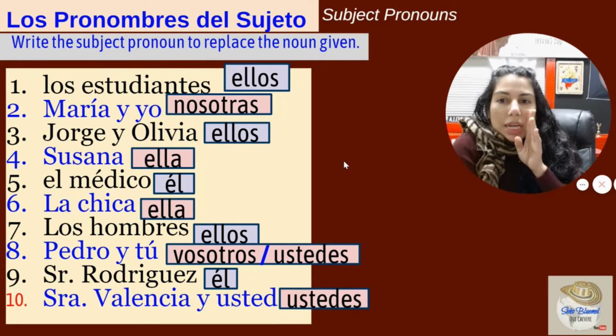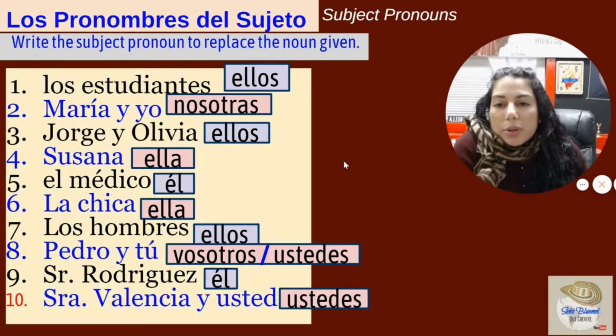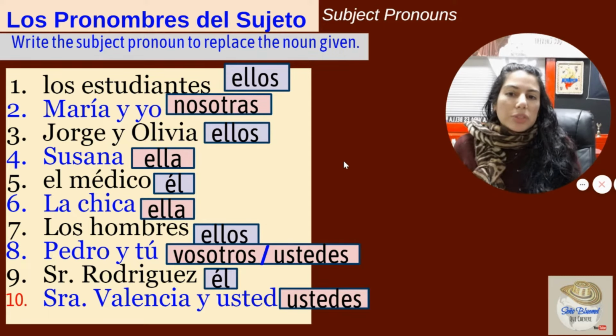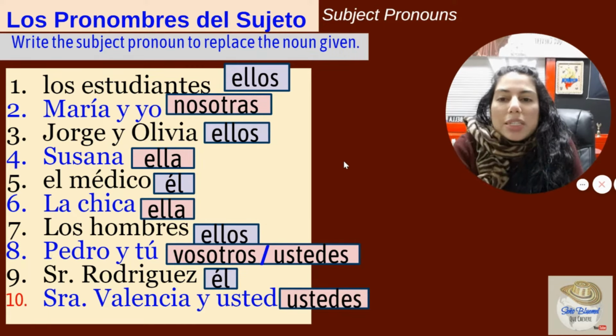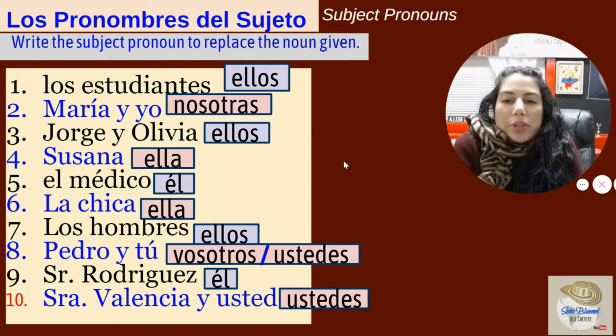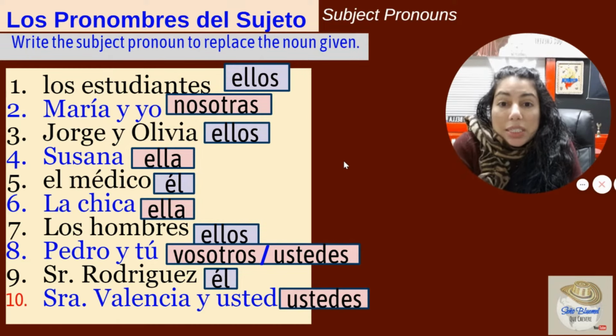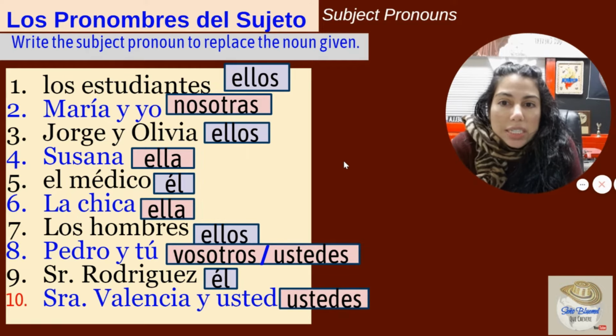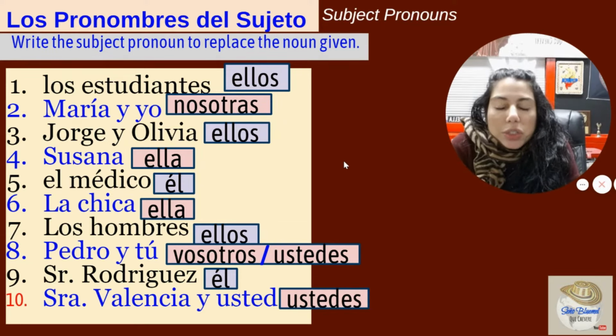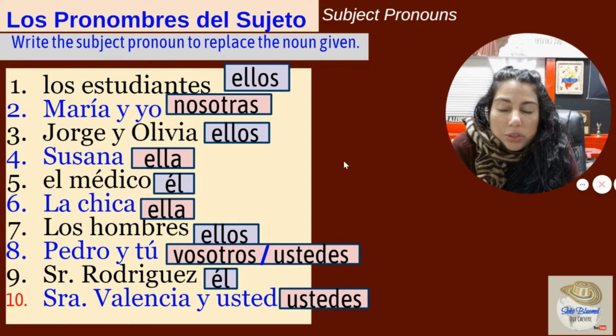Okay, so los pronombres del sujeto will replace proper names. For example, if I give you, like in your study guide and on the test, a list of names like los estudiantes, and I'm asking you to write the subject pronoun, el pronombre del sujeto, you have to identify what los estudiantes are. Los estudiantes are the students, and los indicates that it's either males or a mixed group. So it has to be ellos, okay?